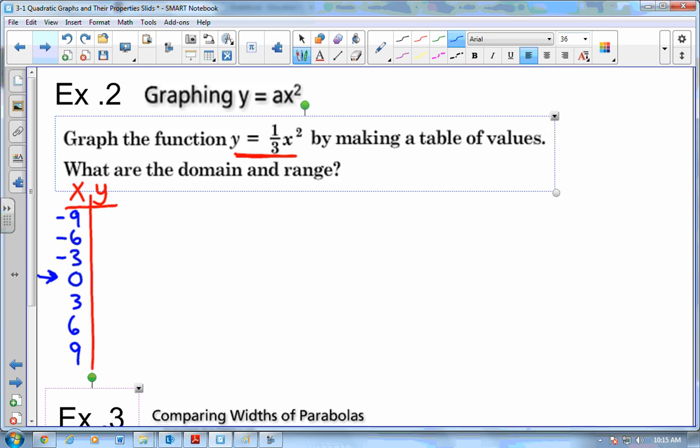So if we plug them in, sometimes it's nice to do a little scratch work on that side. 1/3 times -9 squared. Please excuse my dear Aunt Sally. We would do the parentheses and exponents first. -9 squared is 81 divided by 3. That should come out nicely. What's 81 divided by 3? 27. Is that right?